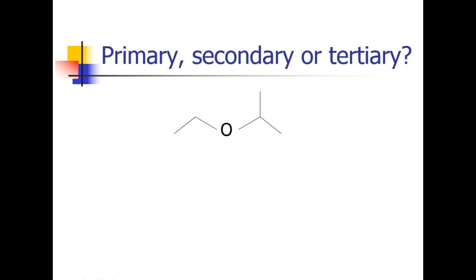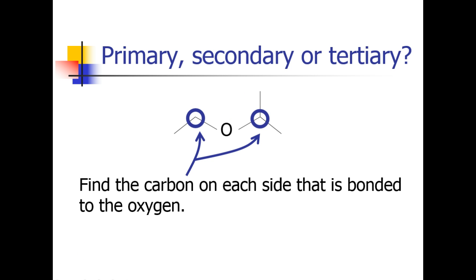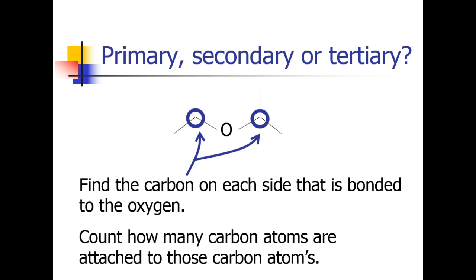Here's an example of how this process would work. If we gave you this ether and asked you if it was primary, secondary, or tertiary, the first thing you do is isolate the carbons on each side bonded to the oxygen. Next, count how many carbon atoms are attached to those carbon atoms. On the left side, there's only one carbon coming off, so the left side would be primary. On the right-hand side, however, there are two other carbon groups attached, so we would call the right-hand side secondary.